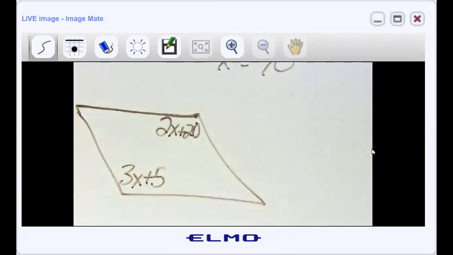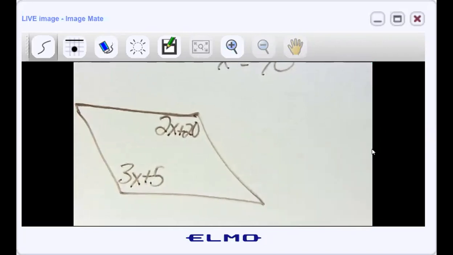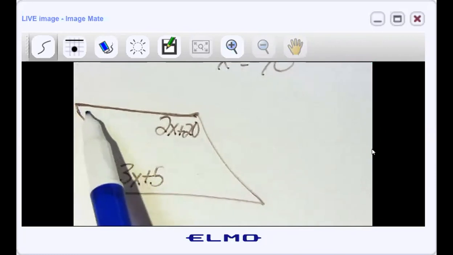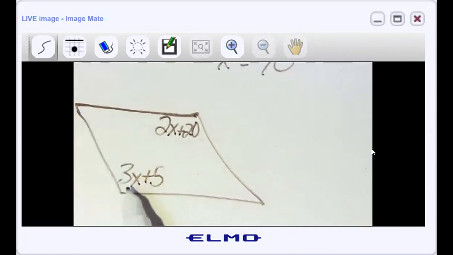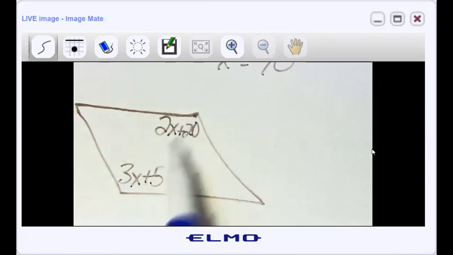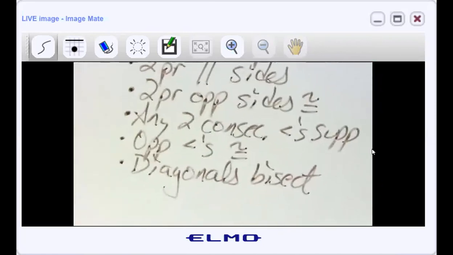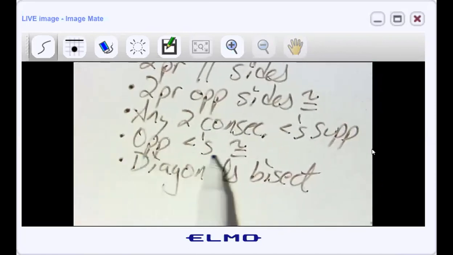Okay, so be careful here. These two angles are not consecutive, right? It's not one after another. As I go around, right after this one would be this one, and there's nothing there. These two are across from each other. These are opposite angles. So if you recall from up here, if you have opposite angles, they're equal to each other.